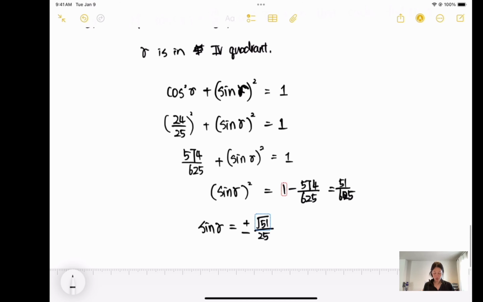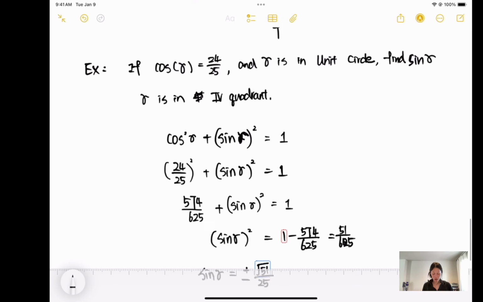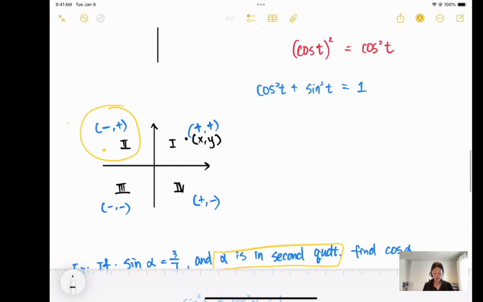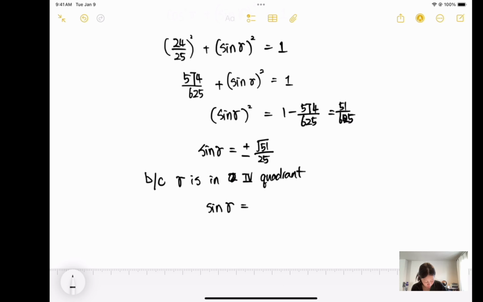Alright, so now we have two answers. Now we need to look back. Where is gamma? The gamma is in the fourth quadrant. In the fourth quadrant, the x-coordinate is positive and the y-coordinate is negative. Sine is the y-coordinate, right? So because gamma is in the fourth quadrant, our sine gamma is equal to negative square root of 51 over 25. That's it. That would be the answer.